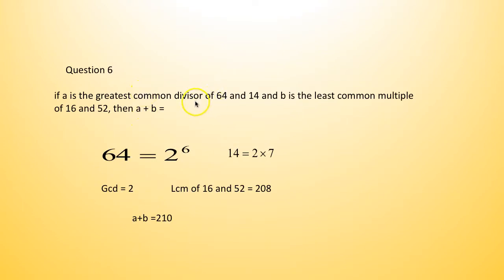If A is the greatest common divisor of 64 and 14 and B is the least common multiple of 16 and 52, then find A plus B. 64 is 2 raised to 6 and 14 is 2 into 7. This is how you factorize them into primes. So greatest common divisor of both 64 and 14 is 2. And LCM would be 208. So A plus B would be 2 plus 208 which is 210.